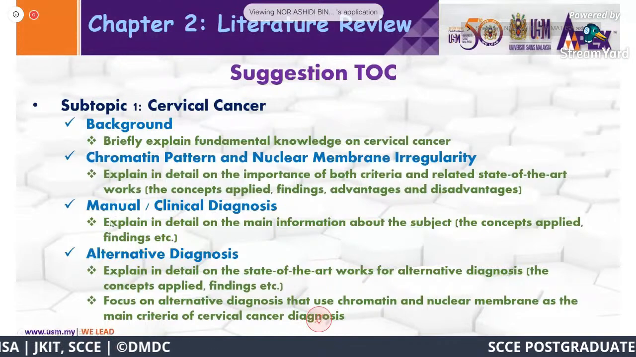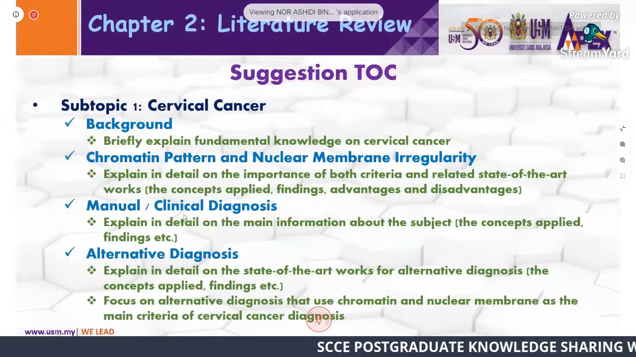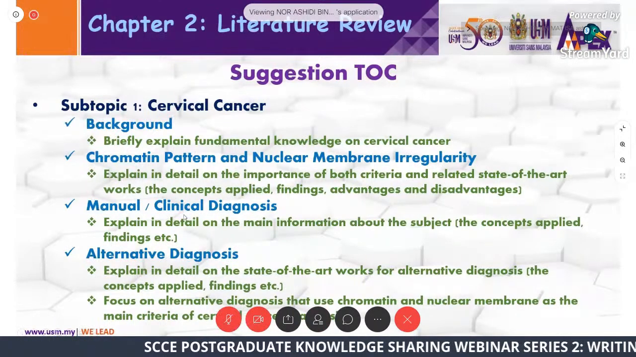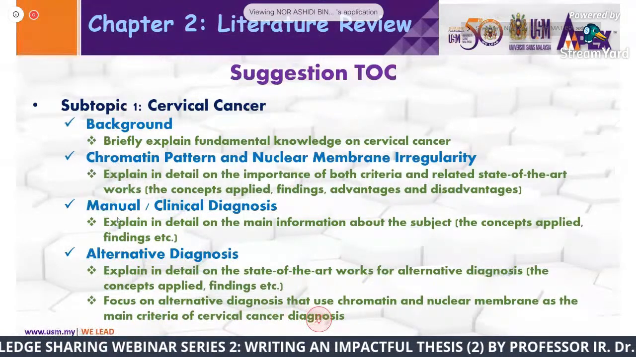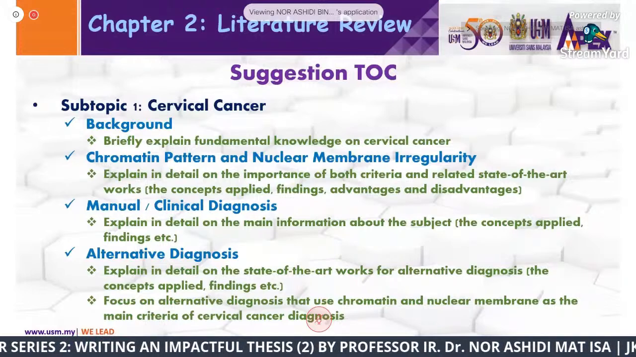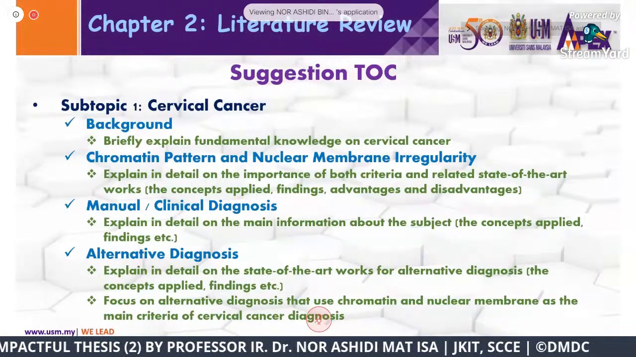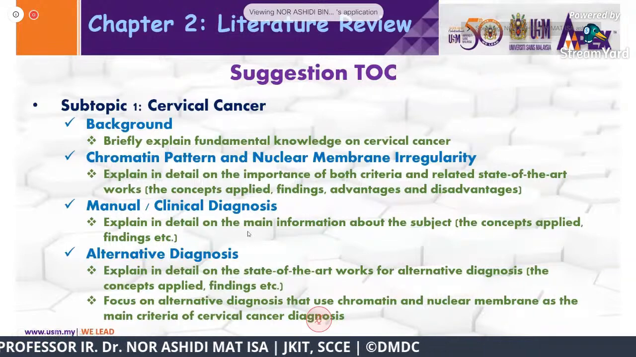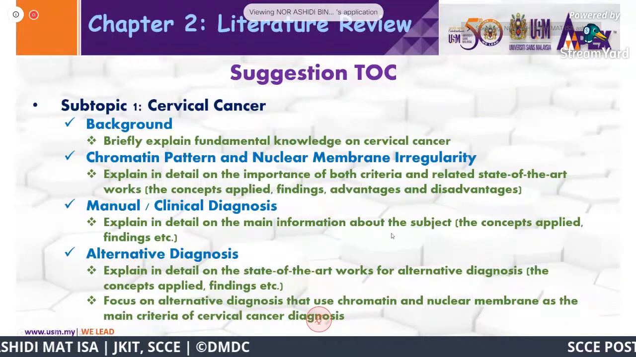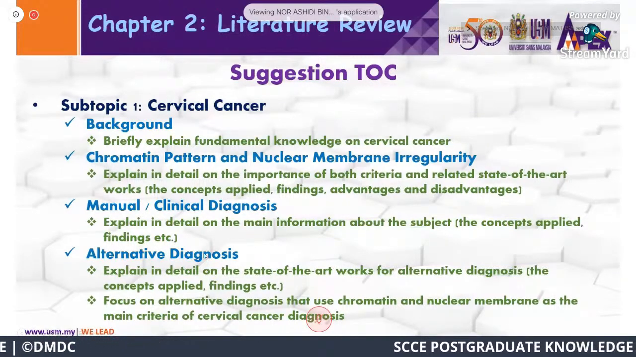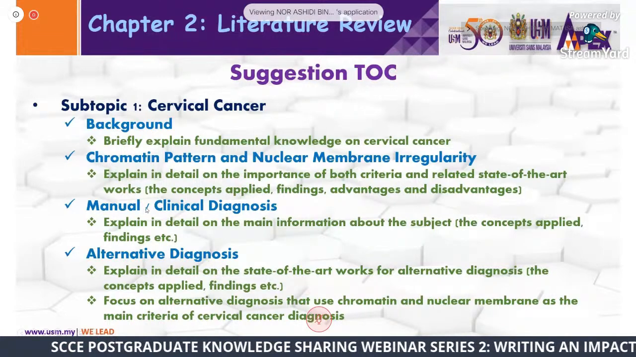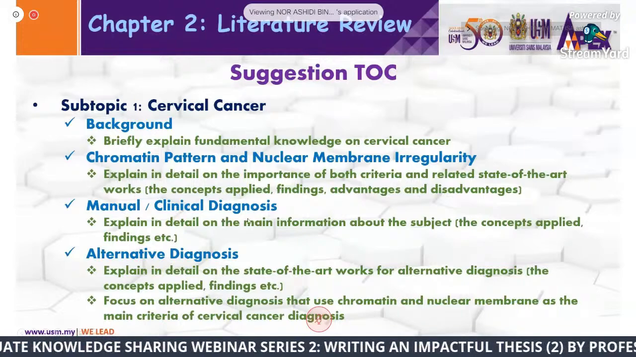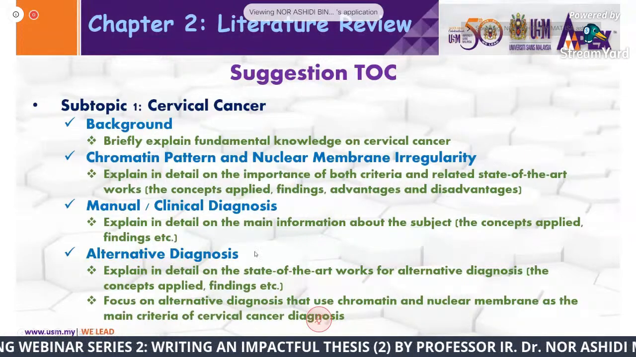So you must make sure, because you want to focus on automated diagnosis, that you know what the problem of the manual diagnosis is. What is the problem of the clinical diagnosis? So that's why you need to explain in detail the main information about the subject, their concepts, their findings, and so on. And similar to the alternative diagnosis. Because of the problem of manual clinical analysis, people move to alternative diagnosis.